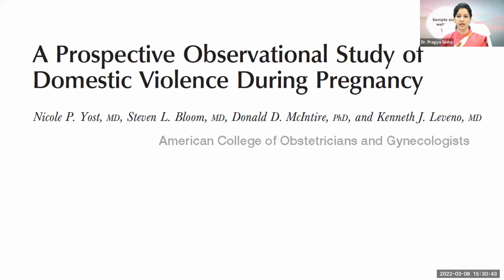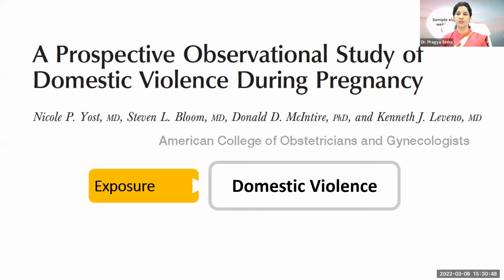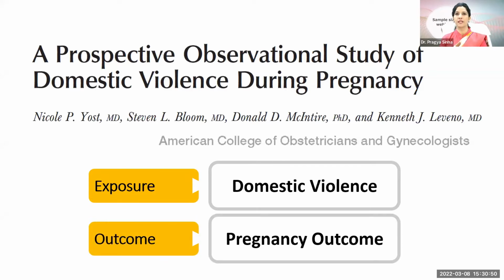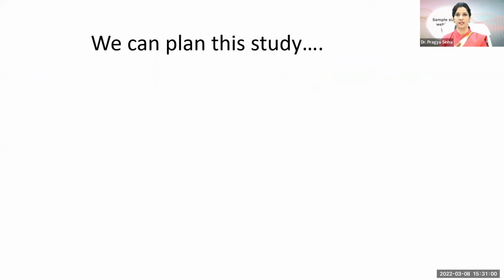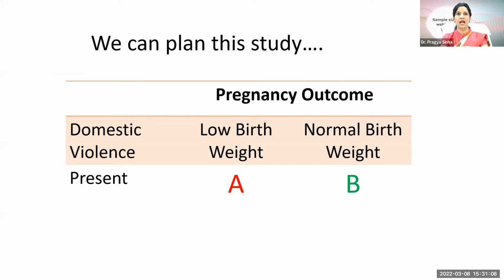Now, if I plan to study this, the exposure is the domestic violence and the outcome is the pregnancy outcome. We are not sure what the outcome is, but the exposure is the domestic violence. All of us agree that the exposure is the domestic violence. Now, how can we plan this study? If we have to plan this study, we can start with all those people in an area. Maybe we can start with all those females who are coming to the gynecology department.